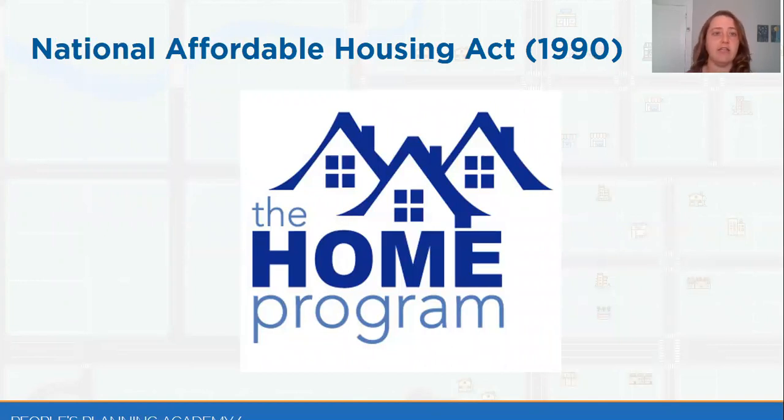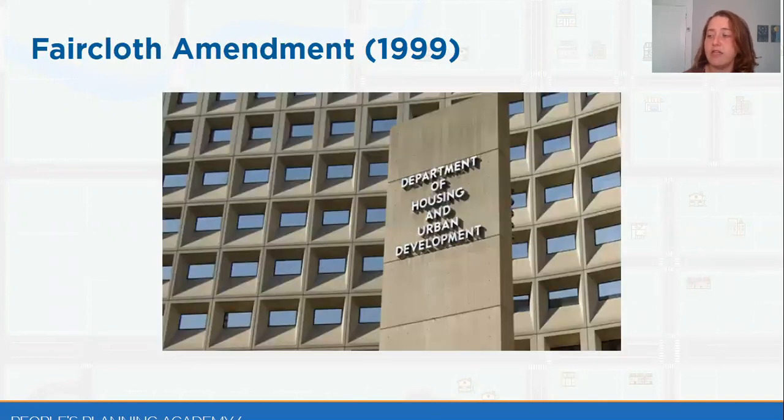And in 1990, the National Affordable Housing Act, also known as the Cranston-Gonzalez Act, created the HOME program, which provides funds to rehabilitate as well as construct housing for both rental and home ownership. And in 1999, the Faircloth Amendment capped the number of public housing units to their 1999 level. So from this point onward, HUD can only replace existing units on a one-for-one basis.